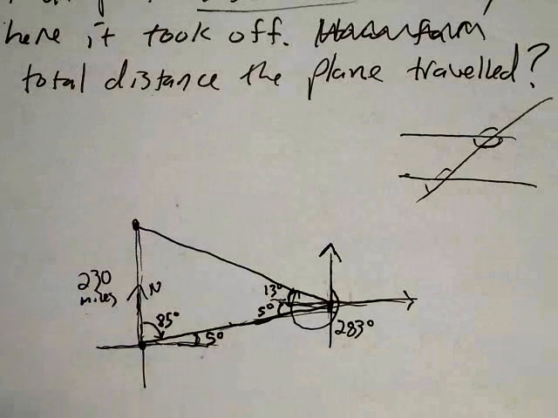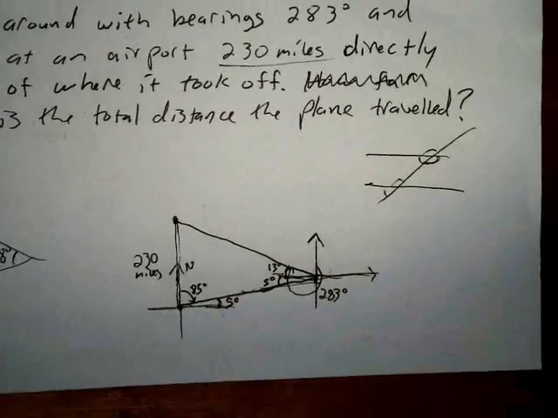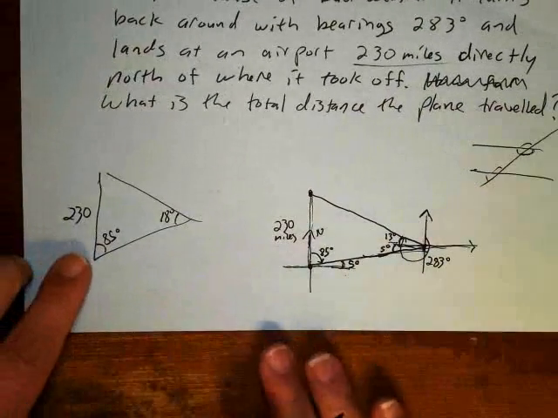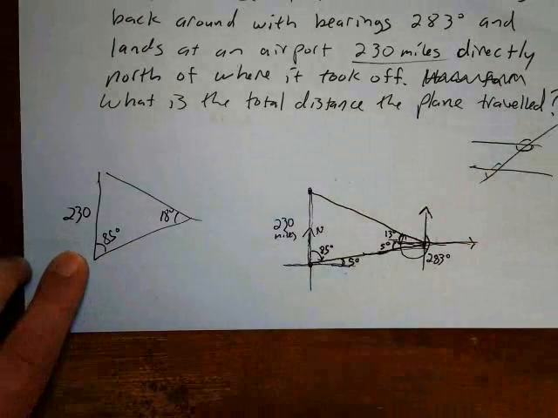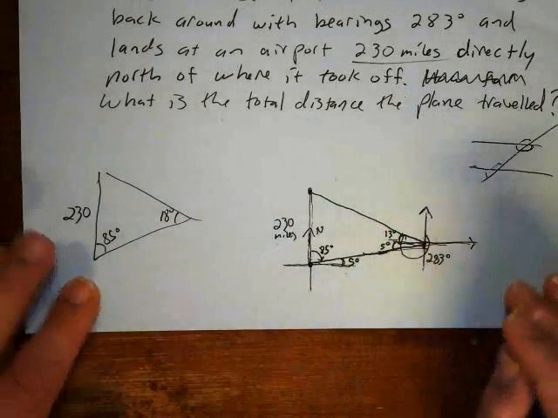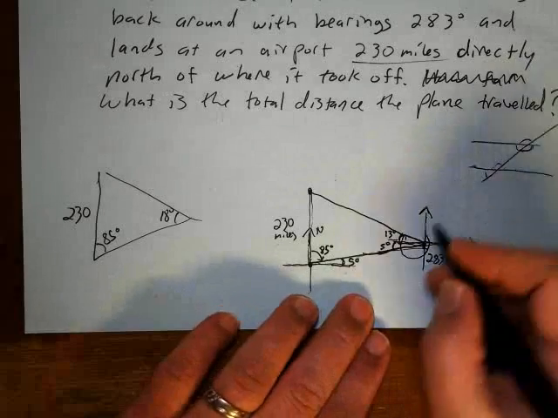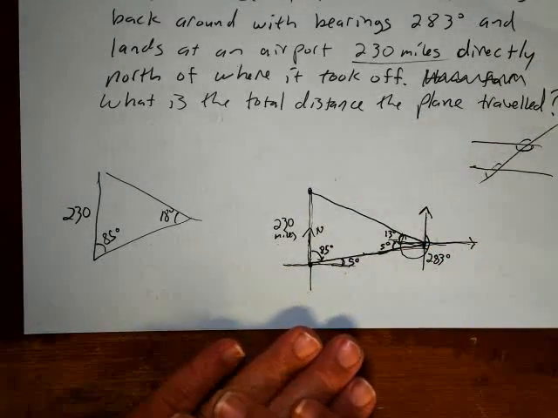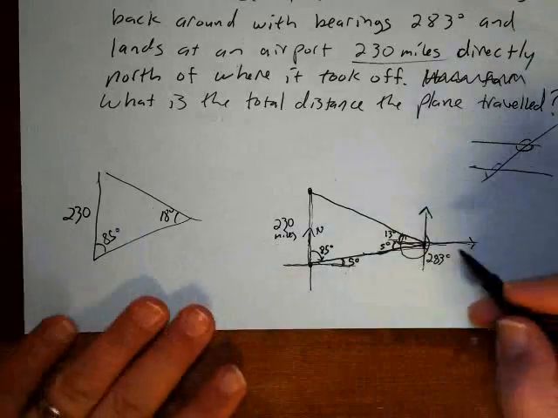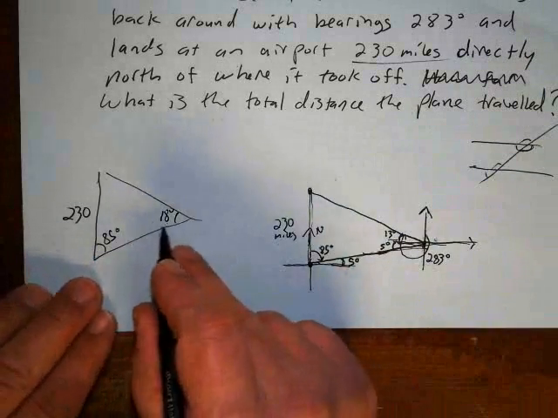And I know this side is 230 miles. Sorry, let me zoom back out. So it's like you have this kind of triangle. So I have to figure out these angles, and that's not easy to do. You have to think about these transversals and find that. It's not the easiest thing in the world, but that's what I would have here.